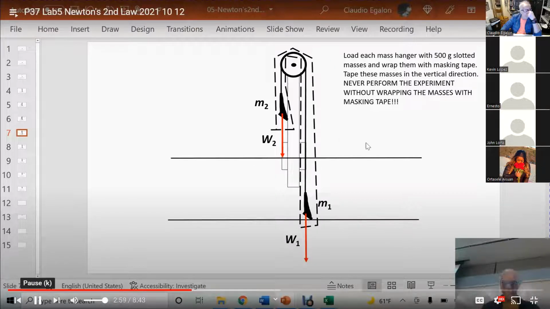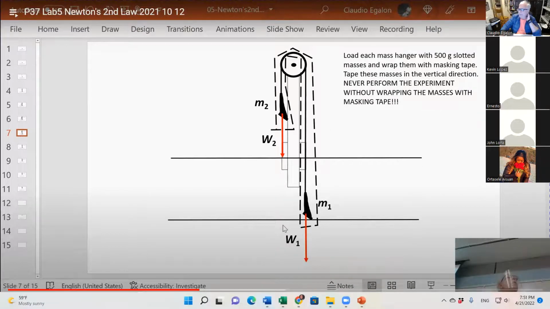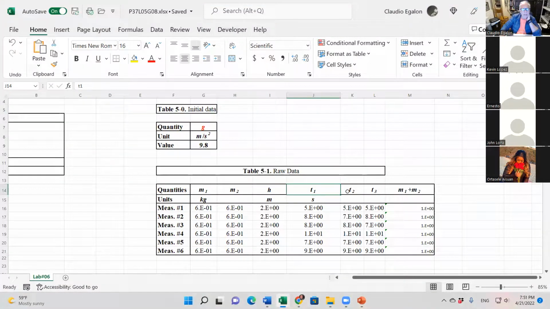So the experiment consists in timing how long this mass 2 takes to reach the floor. That's what you have to do. When you perform the experiment, you release the mass from the same height, h. You're going to put a little bit more mass here compared to this one, and determine how long it takes for this mass to hit the ground. You time it 3 times. You perform this measurement 3 times, and that's why you have T1, T2, and T3 right in here. T1, T2, and T3. Now, what's missing here?